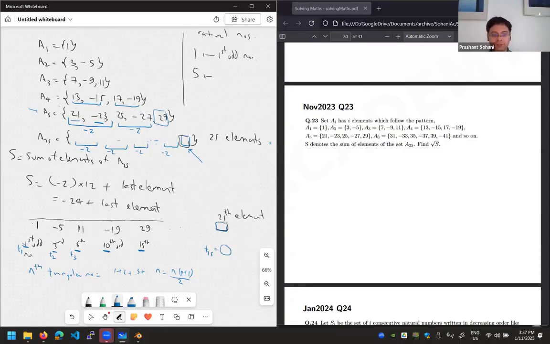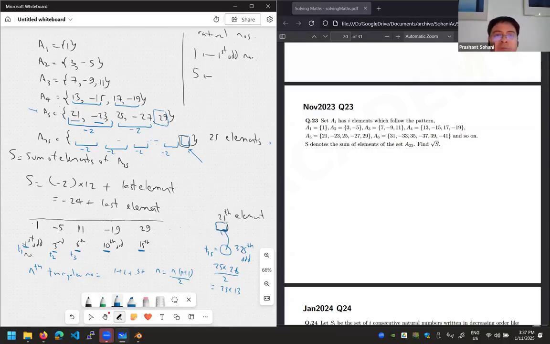So what is T25? That is 25 into 26 upon 2, right? So that is equal to 25 into 13. Okay, so that is 325. So I need to find the 325th odd number, and that will be the number which I am looking for.